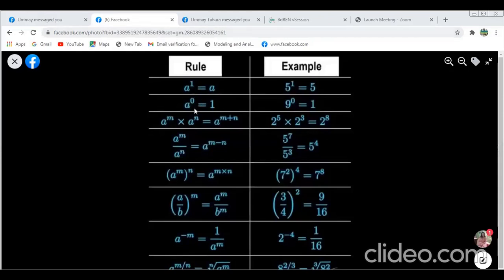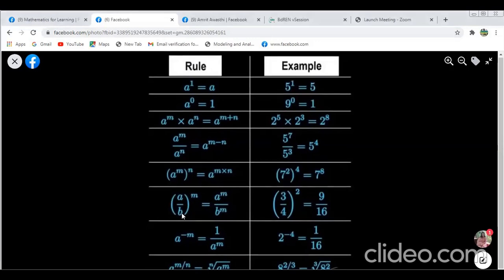Okay, this is actually the rule for indices. A to the power 0 means 1, and for the same base, power will be added. But for division, power will just be subtracted, power will be unchanged for the denominator. This is the example. And a to the power m to the power n, this means power over power will be multiplied, and we can distribute the power like this.